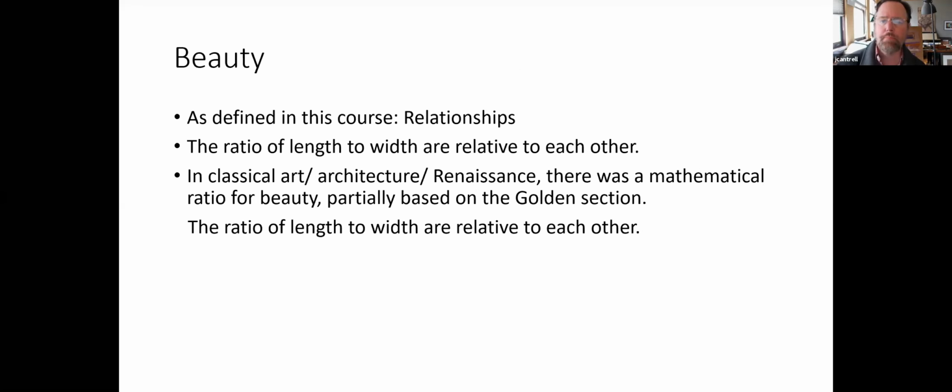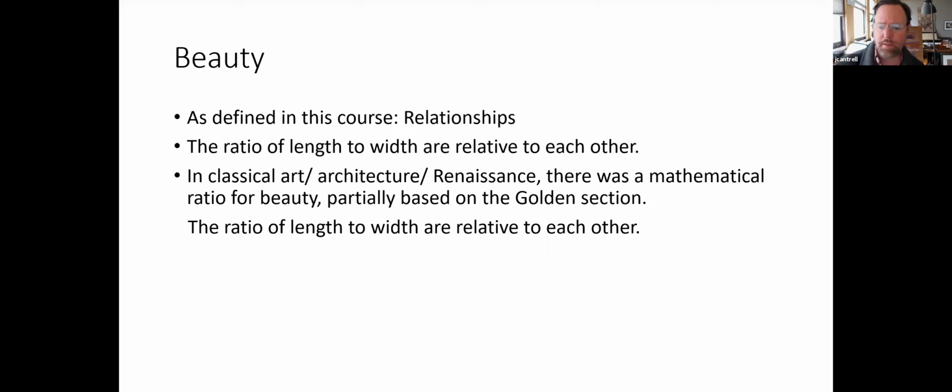Then my favorite question is beauty. How is beauty defined? Really, in this course, beauty is defined as relationships. In classical art and architecture, Renaissance, there was a mathematical ratio for beauty, partially based on the golden section. So when you look at classical Renaissance facades, they visibly look beautiful, not because it's a subjective term, just because they're using math and geometry to define what beauty actually is. It's not a subjective term at all.